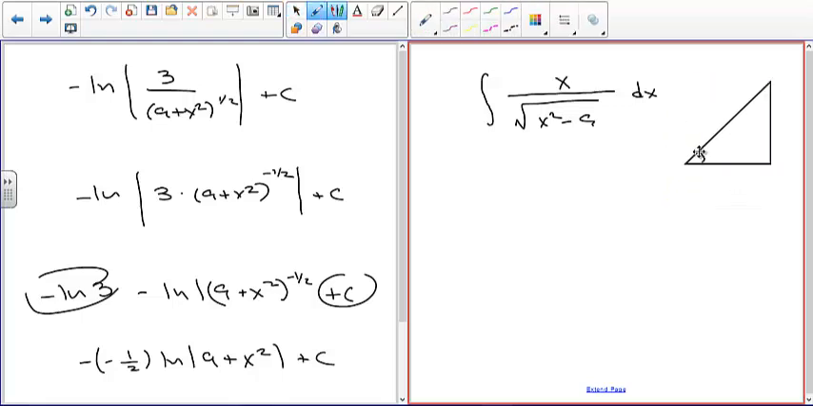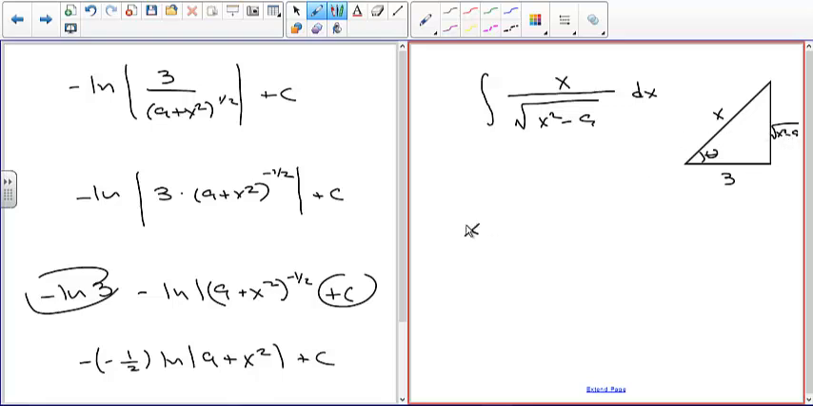This is theta. So we're going to use the secant. And why do we use the secant? The secant is hypotenuse over adjacent. And that's so that when I use the Pythagorean theorem, the third side is going to be equal to the square root of x squared minus 9, because this squared plus that squared has to equal that squared.